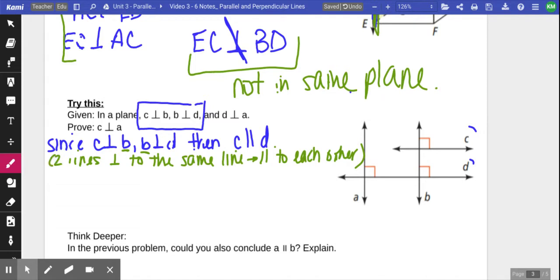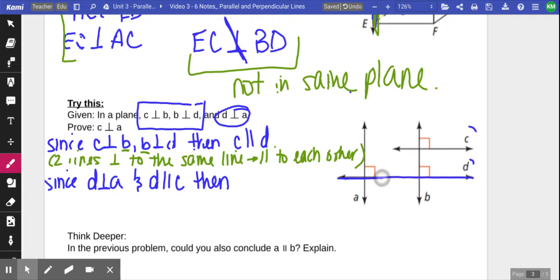Now we also have to use that D is perpendicular to A. So let's use D is perpendicular to A, and D is parallel to C. So since D is perpendicular to A, and D is parallel to C, what could we say about C and A? If D and A are perpendicular, but D and C are parallel, then C must also be perpendicular to A.